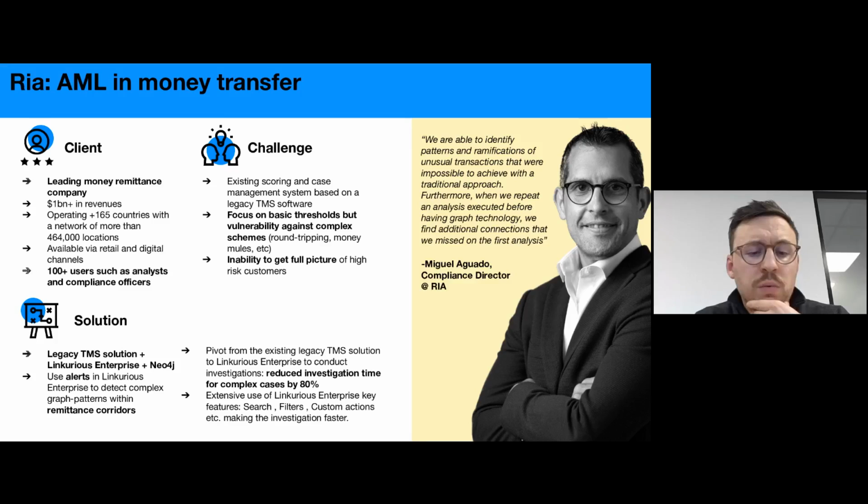And in doing so, they were able to reduce their investigation time for complex cases by 80%, because analysts were able to get all the relevant information directly in Linkurious Enterprise and get the full scope and a confident decision. It's one of our most advanced users, who make good use of Linkurious Enterprise key features that Jean will illustrate further. So in the handouts, you'll have the case study of RIA if you want to look deeper into that case study. But it's a very interesting client making good use of Linkurious Enterprise for transaction monitoring.